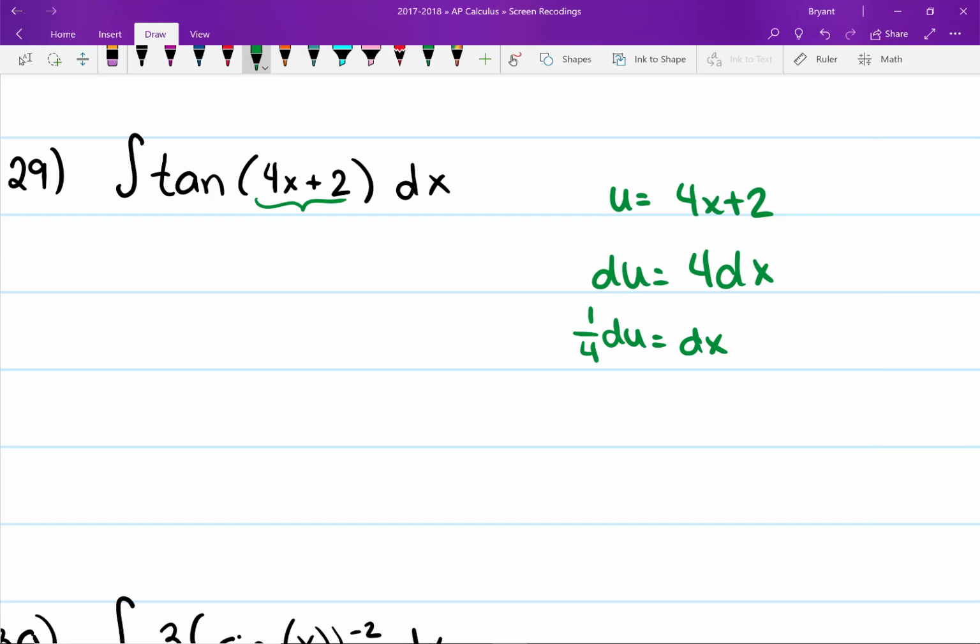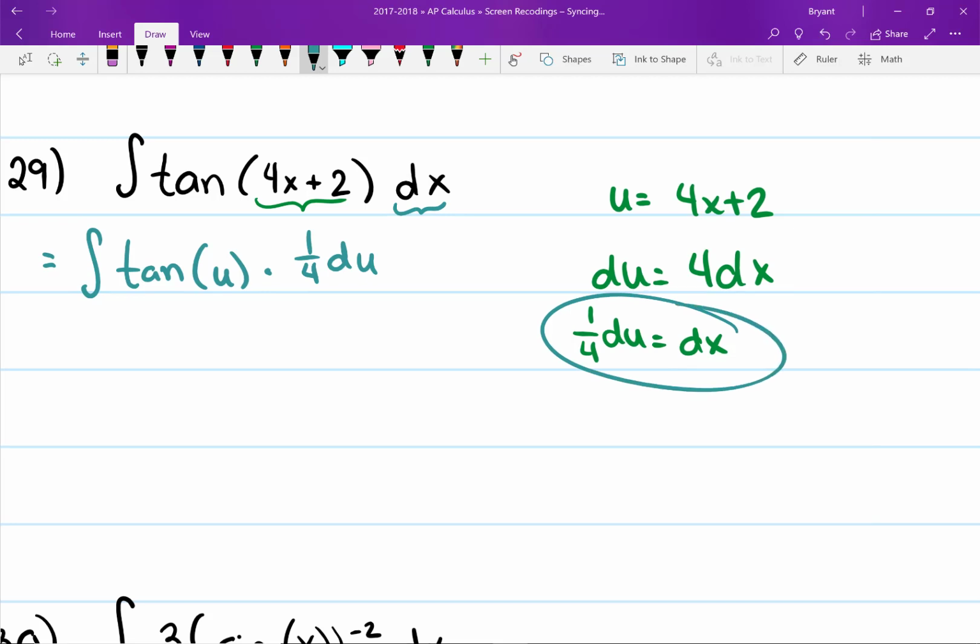We're going to go ahead and now do our u sub. And we're going to get the integral of tangent of u times 1/4, oops, I'm sorry, not dx. What am I saying? du. Because dx is equal, this whole thing is equal to 1/4 du. All right, now all we gotta do is integrate. So before I integrate, I'm gonna throw this 1/4 on the outside because it's a constant.